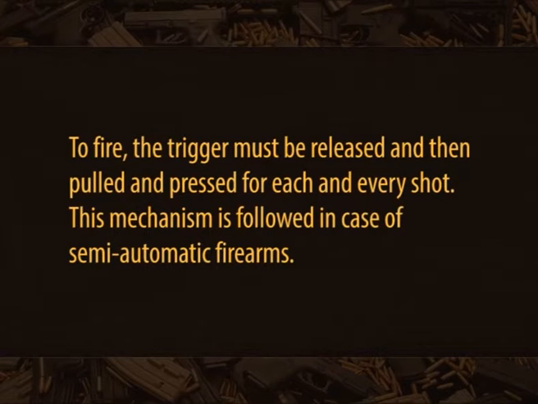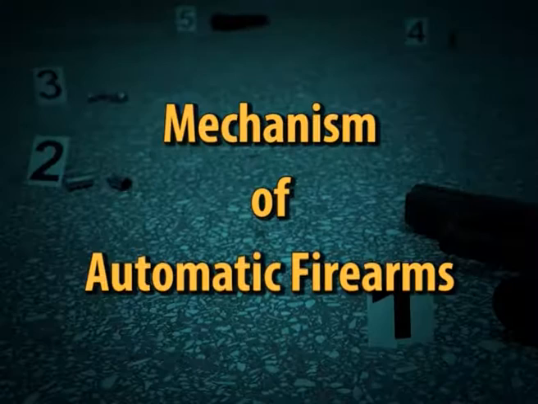To fire, the trigger must be released and then pulled and pressed for each and every shot. This mechanism is followed in case of semi-automatic firearms. On the other hand, an automatic action is one which continues to fire as long as the trigger is kept pressed. Thus, an automatic firearm is one that loads, fires, extracts, ejects and reloads, continuing the cycle as long as the firing mechanism is held in proper position.